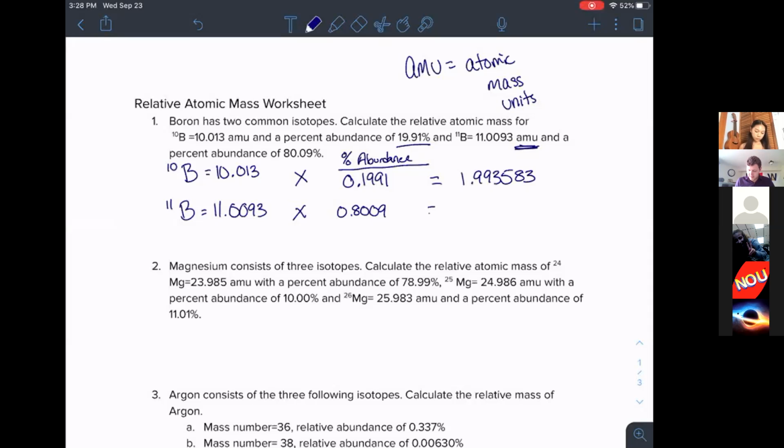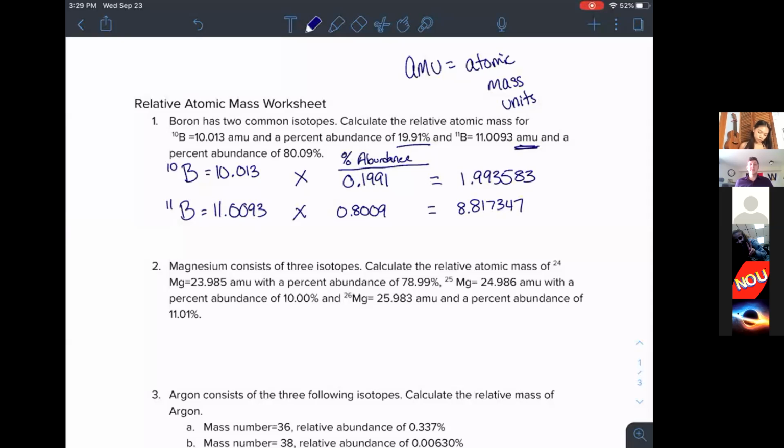All right, and then we're going to do the same thing for the bottom. So we're going to do 11.0093 times 0.8009. What do we get? 8.81734837.